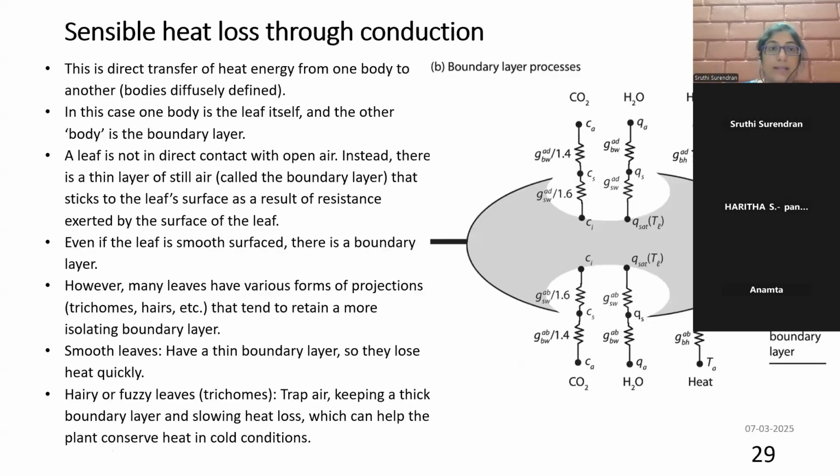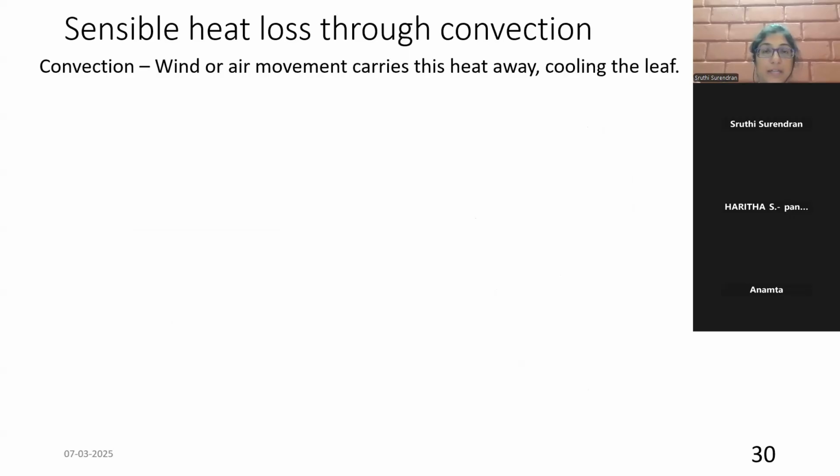Now, sensible heat loss through conduction has to cross this boundary layer, which is a function of the smoothness of the leaf and size of the leaf. In the same way, heat loss also happens through convection, which is nothing but the movement of air that is going to result in the heat transfer. Now, even when air is hitting the leaf, it is not going to take away all of the heat, because there's a boundary layer existing around the leaf.